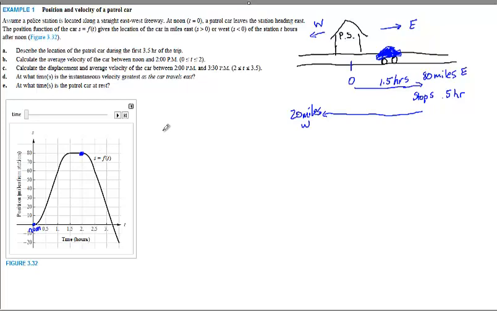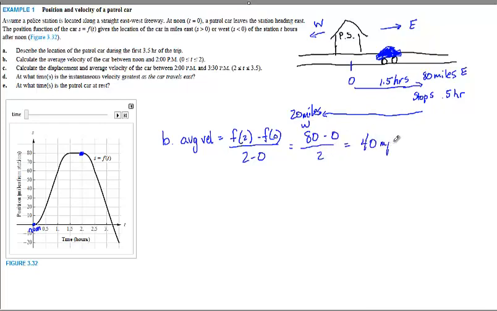So for B, I'm going to do average velocity equals f of 2 minus f of 0 all over 2 minus 0. I'm just doing the change in y over the change in x. F of 2 is 80 minus, at noon, he's right there at the police station, over 2. So this is going to be 40 miles per hour. That's for the B part.